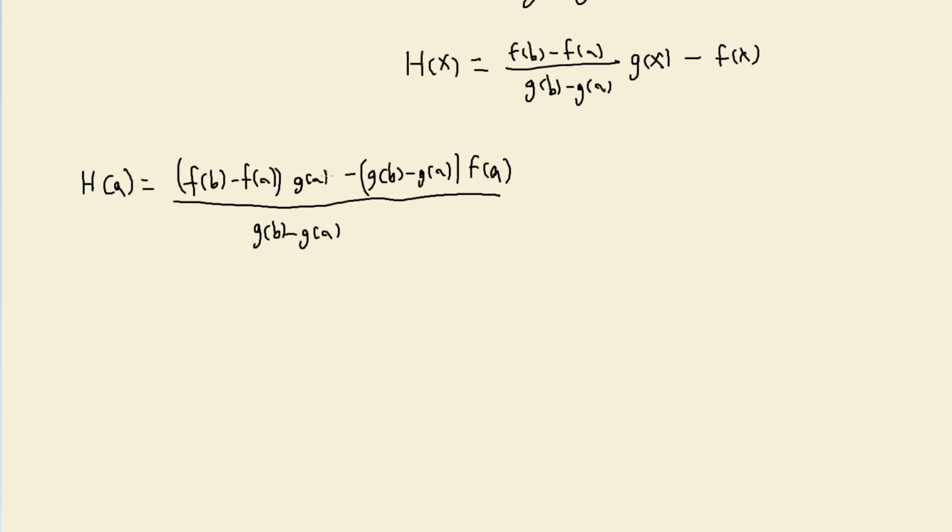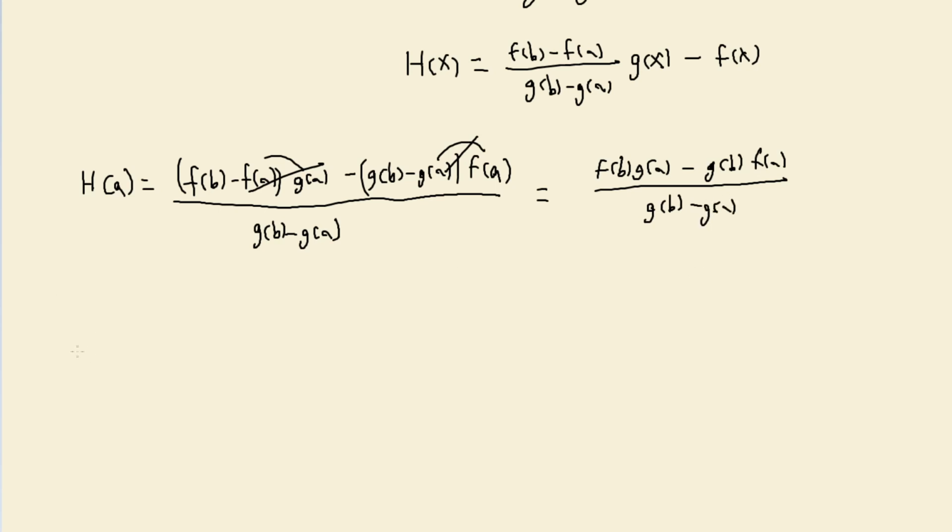And when you carry out this process, what you'll notice is that here I have minus f of a g of a. And then here I also have minus f of a g of a. However, there's a negative, so this is going to turn into a positive, and these two are going to cancel. And so really, what I'm left with is just the first two terms of this expression. And so this is going to cancel, and this is going to cancel, and I'll be left with f of b times g of a minus g of b times f of a. All of this is going to be over g of b minus g of a.